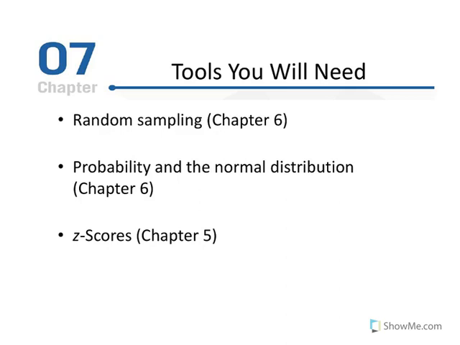Again, you'll see that everything is cumulative. Things that we learned in the previous chapter help us learn the material in the new chapter. So we're going to have to demonstrate mastery and understanding of random sampling. Again, by definition, that refers to sampling with replacement.